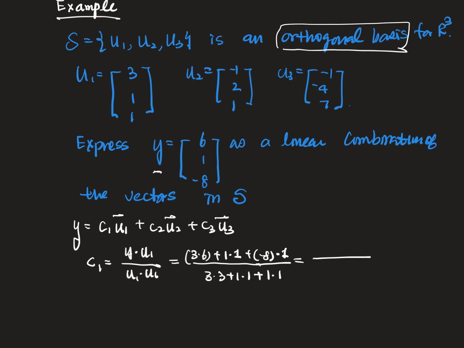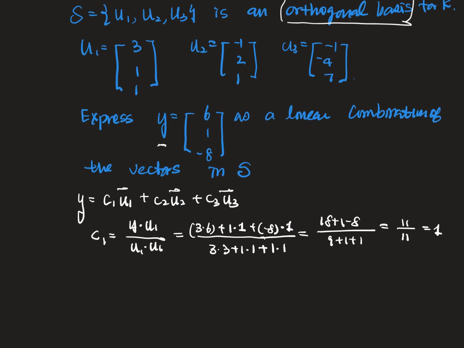So the top is going to be 18 plus 1 minus 8, and the bottom is going to be 9 plus 1 plus 1. That's 11 over 11, which is 1. That's C1. It's easier, right? C2 is going to be y inner product u2 over u2 inner product u2.